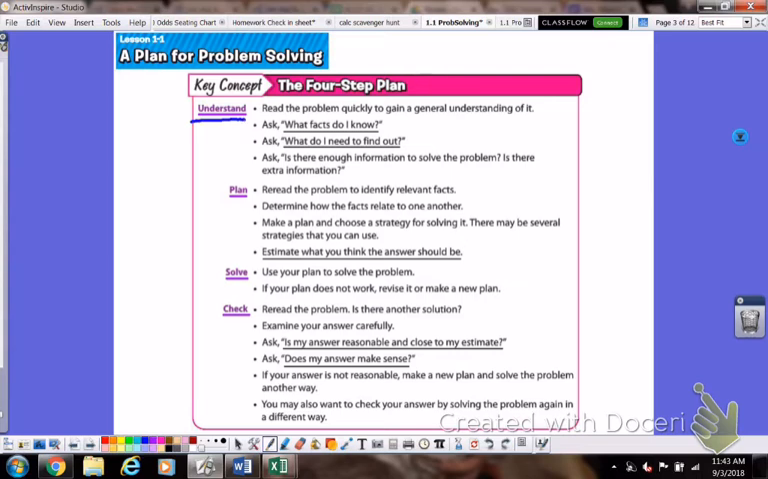First we have understanding. After we understand it, we're going to make a plan, we're going to solve it, and then we're going to check it. Now in each of these 4 steps, there's some different things to think about.